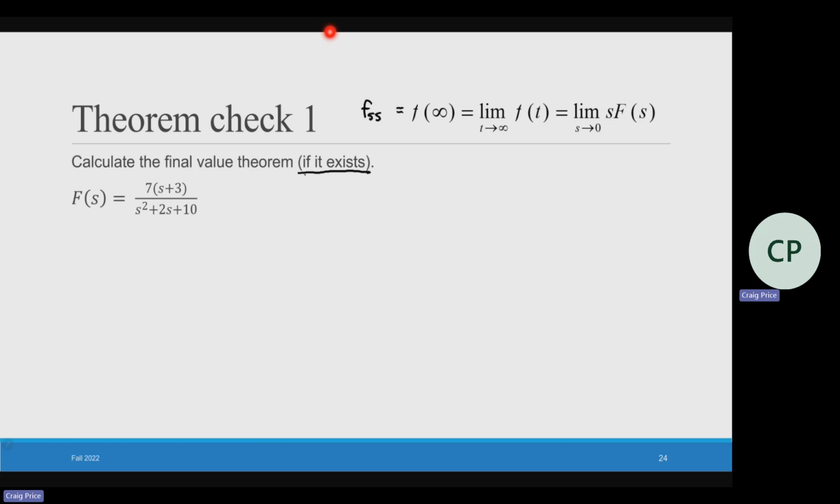Let's look at the roots. The roots are going to tell me if there will be a final value or not. If I have negative real roots, that means that it is going to die out. We are going to reach a steady state. So let's check the roots. What are the roots of this system?